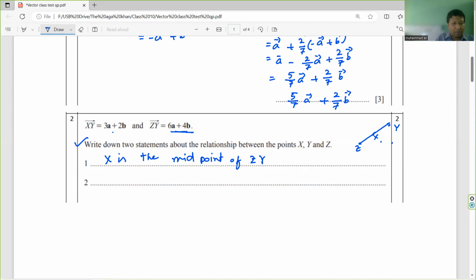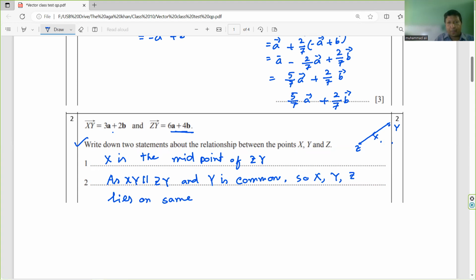And another thing is XY is parallel to ZY, and Y is common. So X, Y, Z lie on the same straight line, or we can say they are collinear.